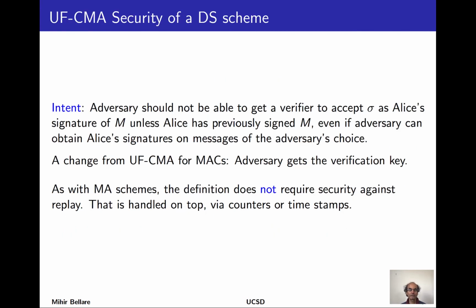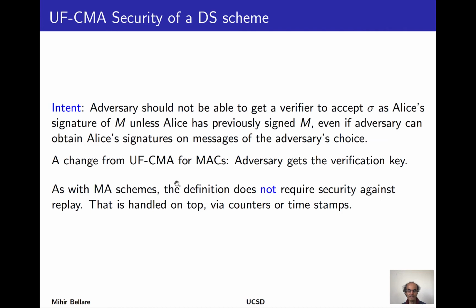So we move on now to formalizing security, and it's very similar to message authentication. The only difference really is that there is a verification key and we need to ensure the adversary has it because it's public. The intent that this definition aims to capture is to consider the adversary having as goal to get a verifier to accept something as Alice's signature of some message. As long as that's not true, meaning at no time in the past has Alice actually signed that message, then our adversary should fail. Furthermore, this should be true even if the adversary can collect Alice's signatures on other messages, and even if those messages are chosen by the adversary.